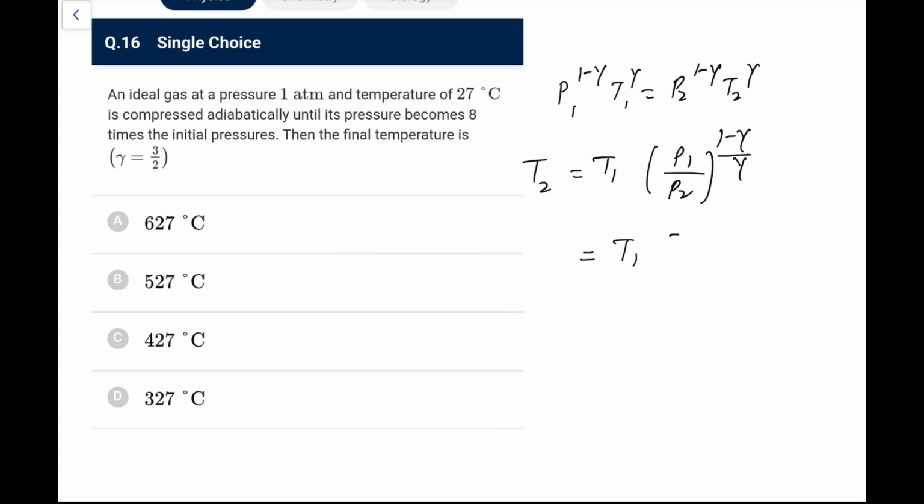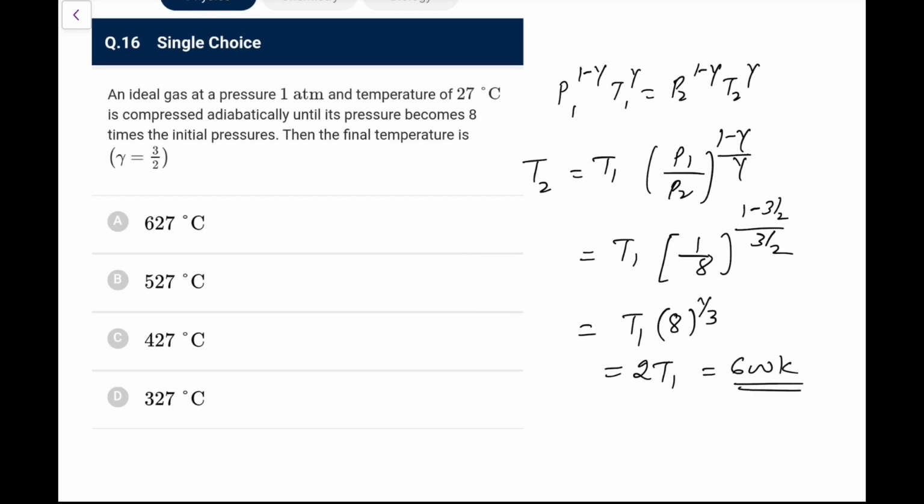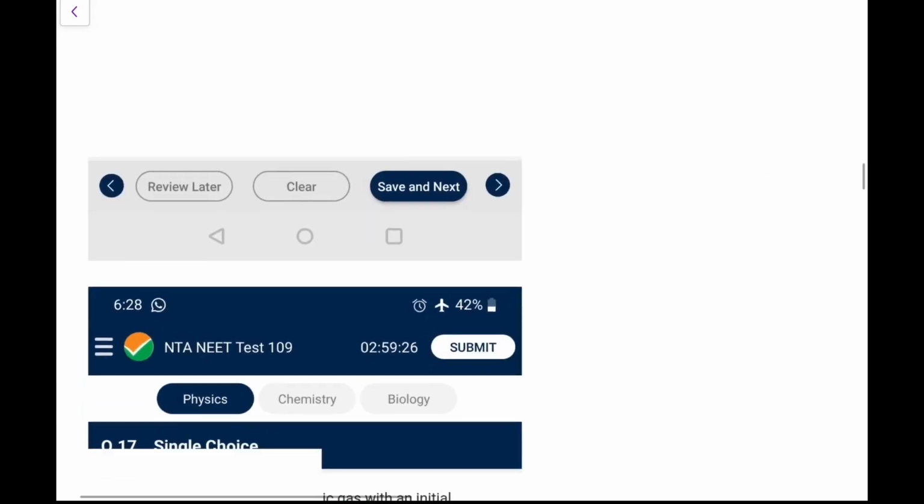So T1 into, and it is compressed, so the pressure will become 8 times, so it would be 1 by 8, and for a monatomic gas, gamma is 5 by 3. So 1 minus 5 by 3 upon 5 by 3 comes out as minus 2 by 5. So I can write it as T1 into 8 to the power 1 by 3, or you can write it as 2 T1. 2 T1 will come out as 600 Kelvin. Because that was 300, 600 would be, you can say, 327 degrees Celsius. Go for option D. Now the next one.